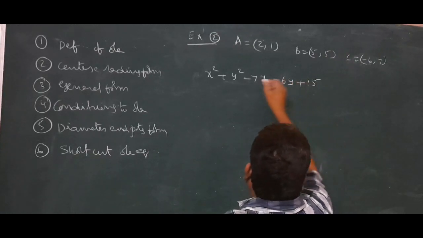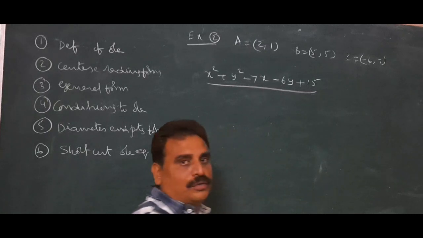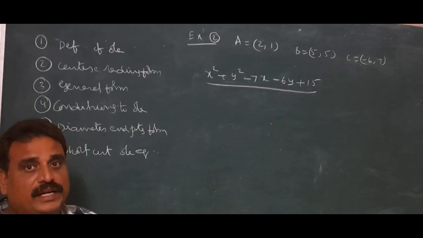15 by. Don't write equal to 0. Don't write that; it is an expression. You have to write down the expression.